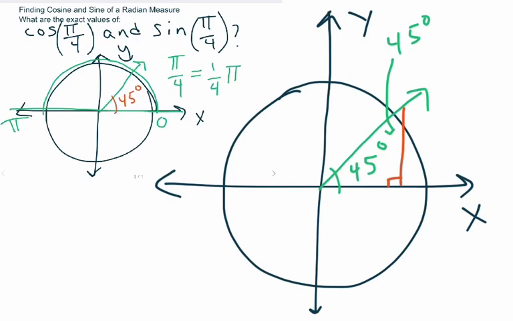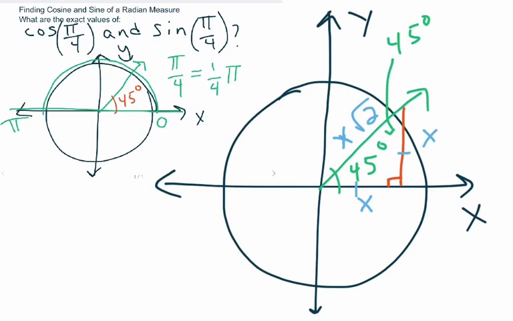45-45-90 triangles have a special property, and that property is our hypotenuse can be represented as x times the square root of 2, and the other two legs are both valued x, and they're congruent to one another. So for any 45-45-90 triangle, the hypotenuse can be represented as x times the square root of 2, and the other two legs are represented as x.